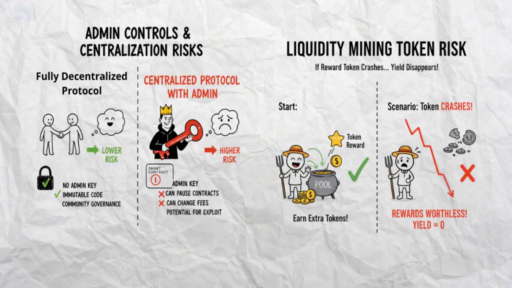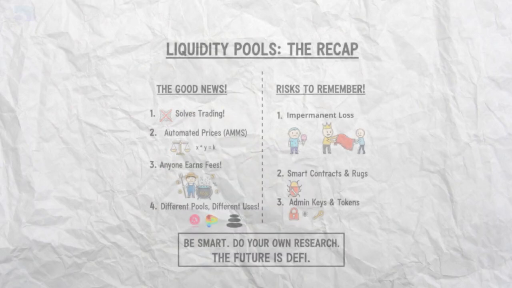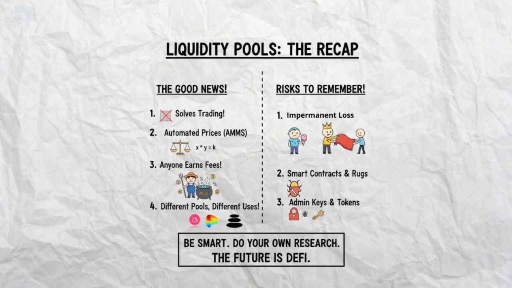So there you have it. Liquidity pools explained. To recap, liquidity pools solve the order book problem on blockchain. They use mathematical formulas, AMMs, to automatically set prices. Anyone can earn fees by providing liquidity. Different protocols optimize for different use cases. But risks like impermanent loss are real and must be understood. The DeFi space in 2025 is more mature, with better security, more efficient designs, and clearer regulations forming. But it's still complex and risky.